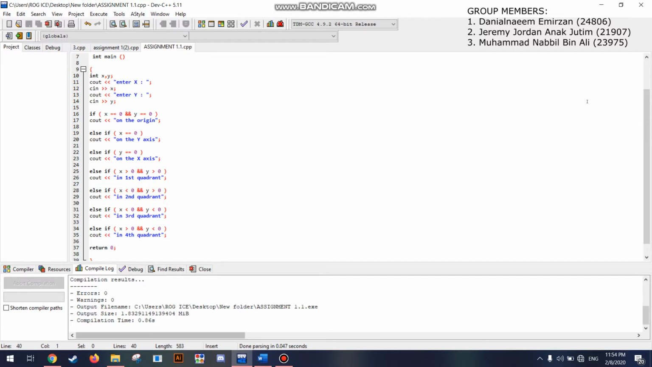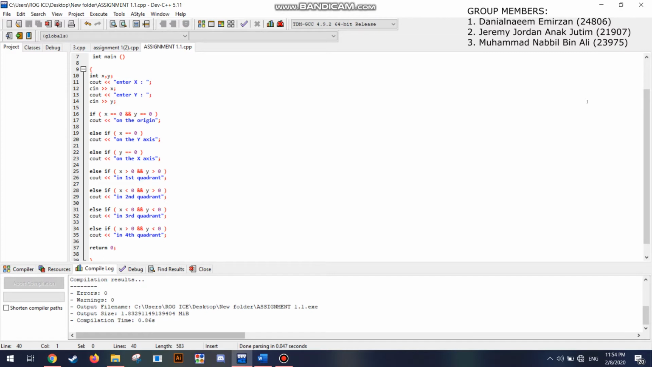For example, (0, 0) is at the origin, (4, 0) is on the x-axis, (0, -3) is on the y-axis, and (-2, 3) is in the second quadrant. We will solve this problem by using nested if-else statements. The if-else statement executes two different codes depending upon whether the test expression is true or false.